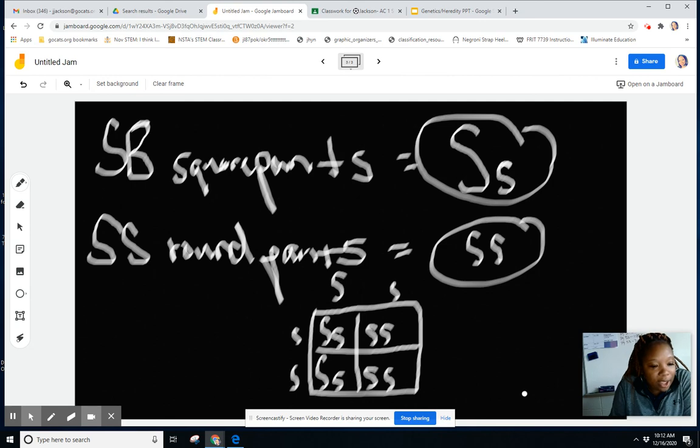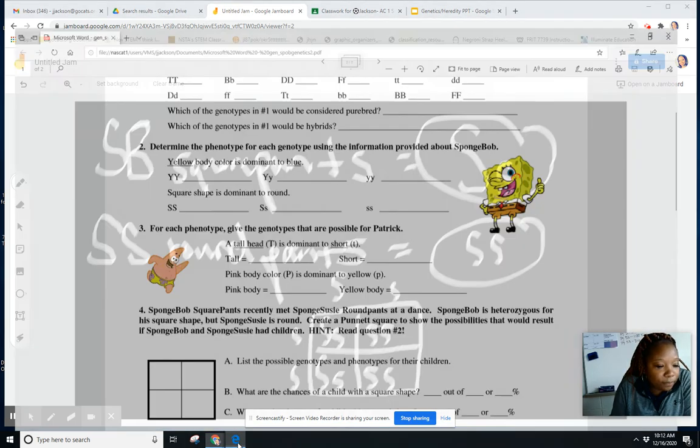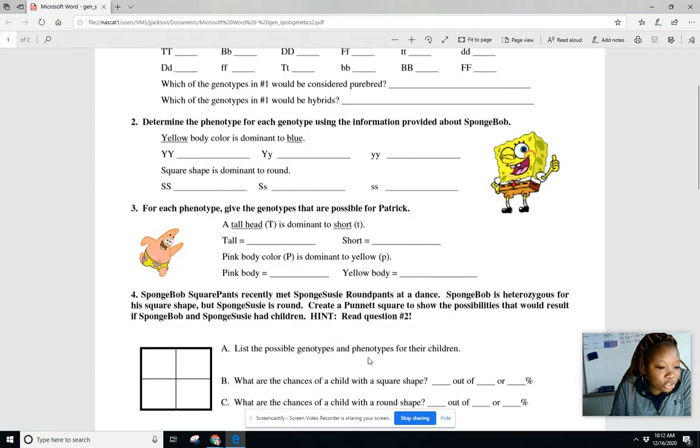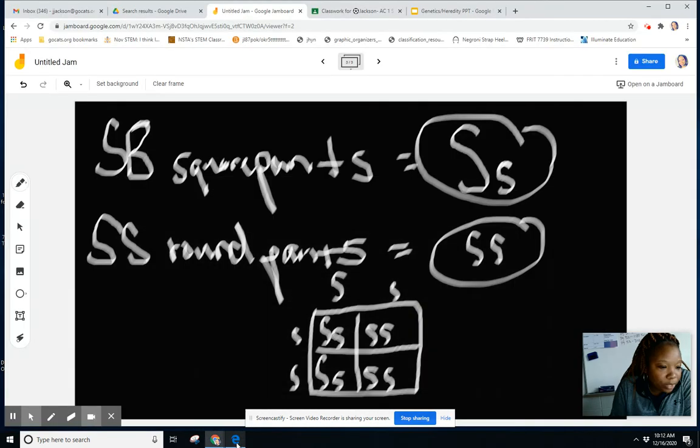Okay? Now, let's go back to the worksheet. So we filled in the Punnett square. It says list the possible genotypes and phenotypes for the children. All right? So the genotype, let's start with the first kid. So we got big S, little s. We read this as dominant, so this is going to be a square body. We're gonna read this as dominant, so that's gonna be a square body. Read this as recessive, so that's gonna be a round body. Read this as recessive, it's gonna be a round body.